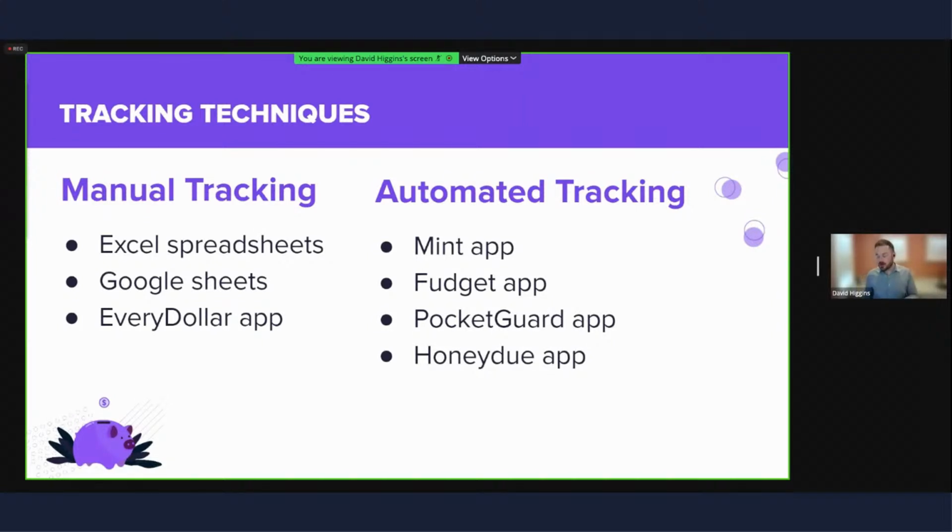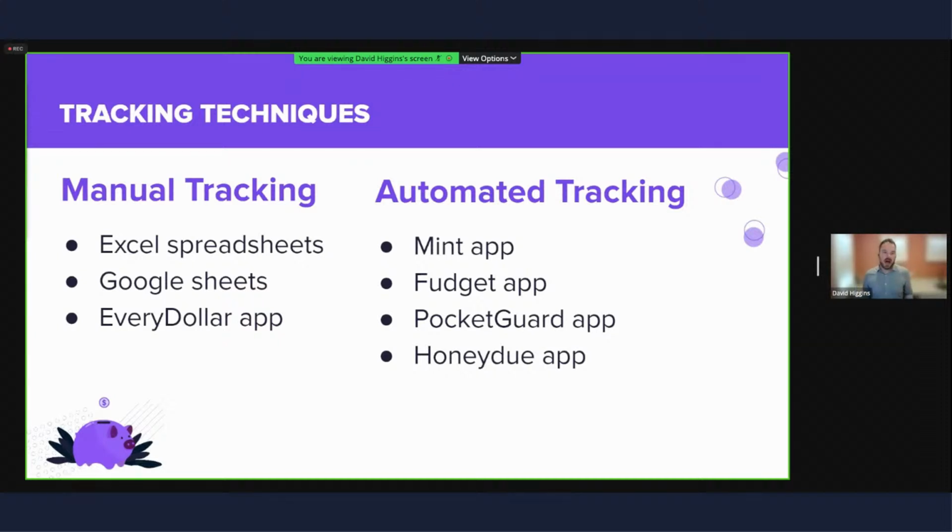So on the screen there, you're going to see a list of actually 4 different apps that you can use. They're all free and they all offer automated tracking services. So I encourage you to look into every single one of them. Each one of them offers its own unique features, and they're designed to optimize your personal experience. So just find the one that works for you. Me personally, I'm a big fan of Mint. I love Mint. I used it for a very, very long time. But everybody's got their own preferences for each one of these.